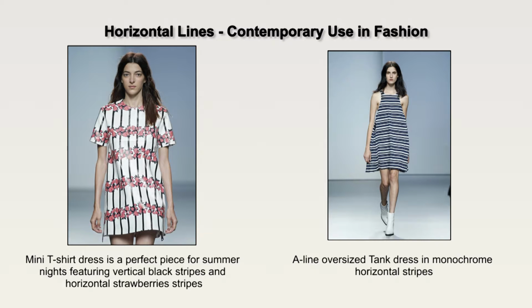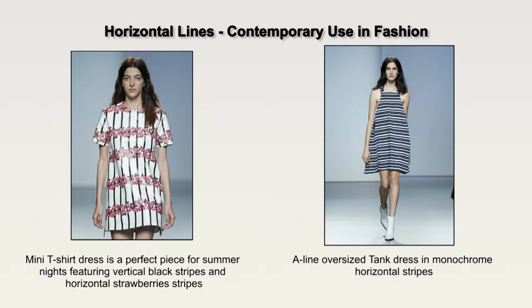The picture on the left shows a mini t-shirt dress, which is a perfect piece for summer nights. It features vertical black stripes and horizontal strawberry stripes. It is interesting that a horizontal line effect is created by strawberry motifs and not just strokes.